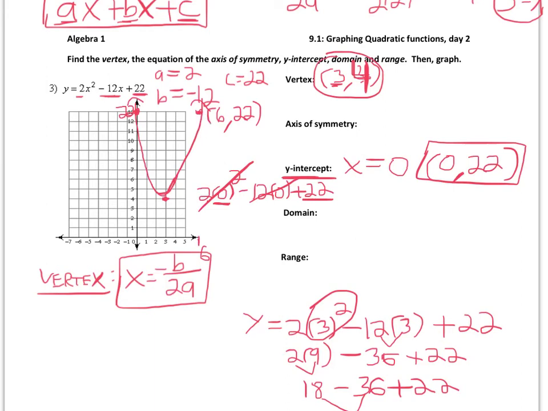Okay? So we'll talk about axis of symmetry and domain and range tomorrow. But same thing, sound like a broken record. If there's anything you take out of this, it's just negative b over 2a to get the x value for the vertex.